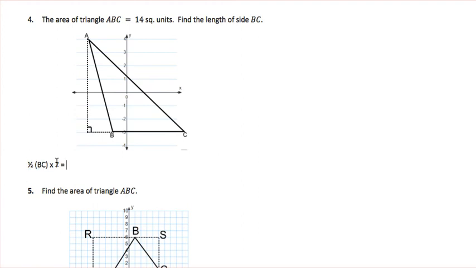Since this is all multiplication, we can use the commutative property to multiply 1/2 times 7 first. That's 3.5 times line segment BC is equal to 14. And then to solve, we'll divide both sides by 3.5, and we find that line segment BC is 4 units long.